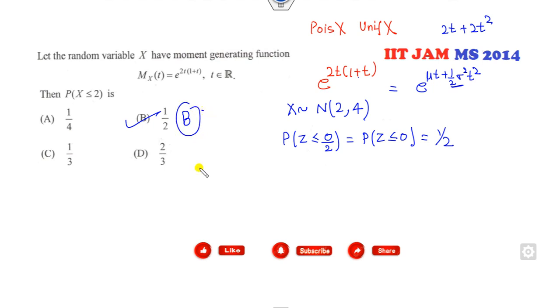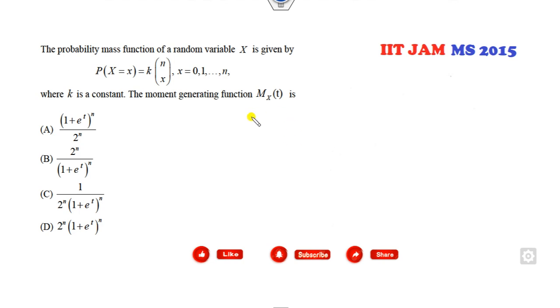You can see you need only 10 to 15 seconds if you remember your moment generating function of the standard distribution functions. Okay, look at that. Which of the following is the moment generating function? As I told you, you can first check whether M of 0 is 1 or not. This is 1, satisfied. 1 plus 1, 2 raised to power 2, satisfied. 1 plus 1 is a 1 over 4 raised to power n, which is not equal to 1. This option is cancelled. Again, this option is cancelled.